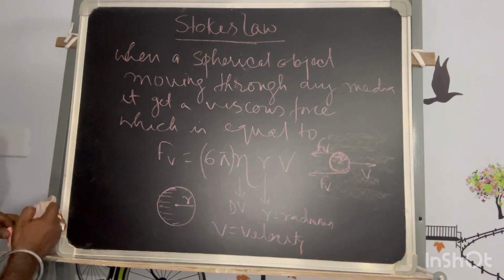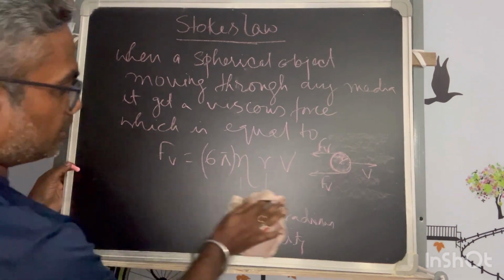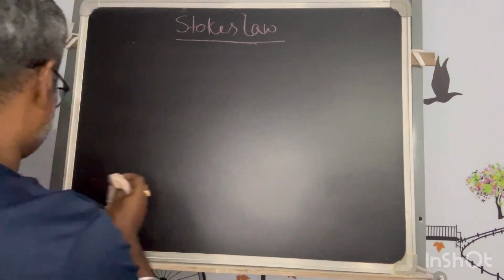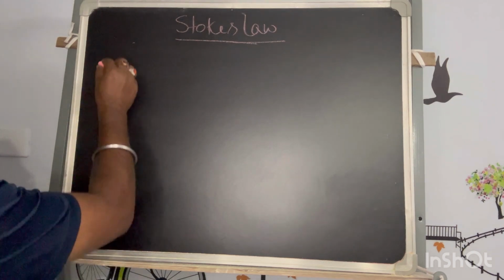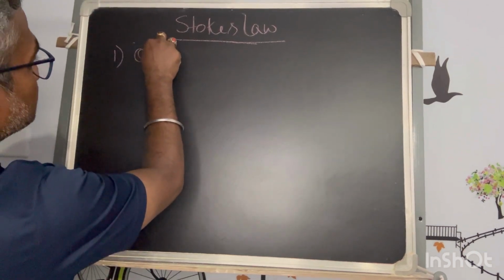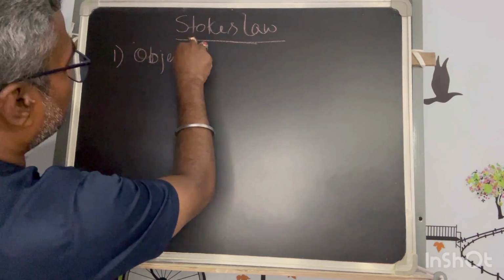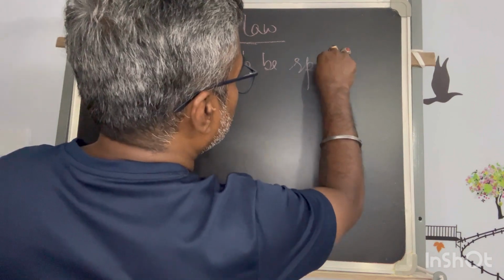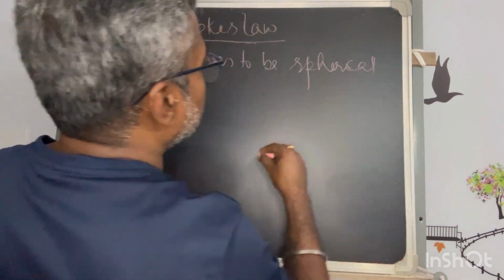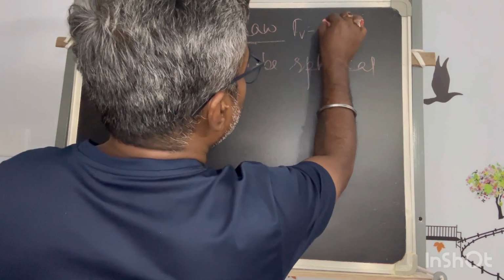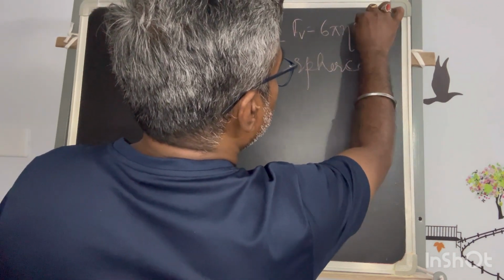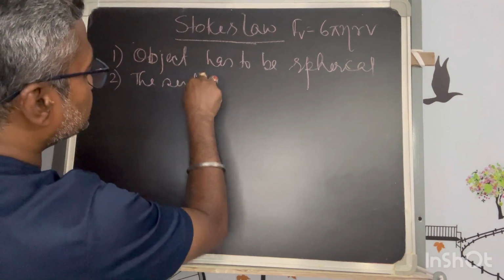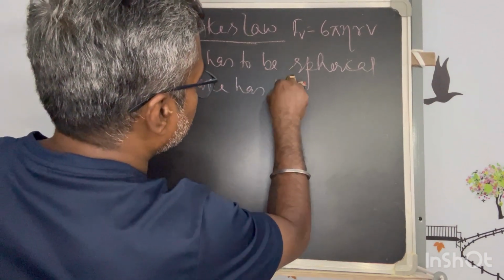So there are some preconditions for this Stokes law to work. These are must conditions. The first is that the object has to be spherical. This formula is applicable only when these conditions are met. The surface has to be smooth.